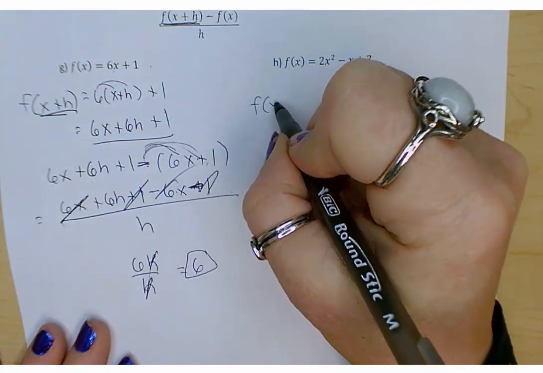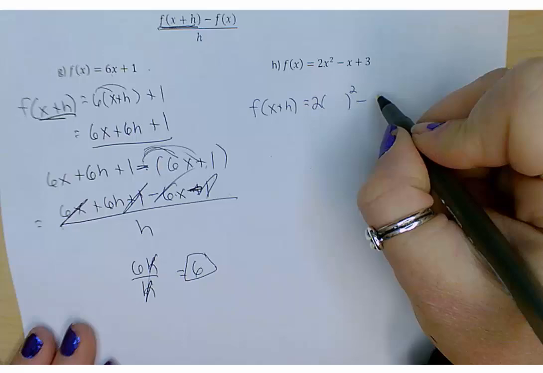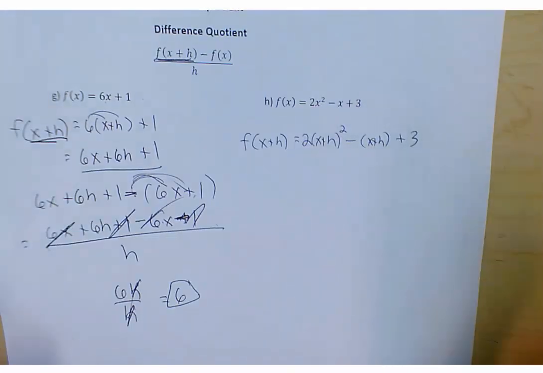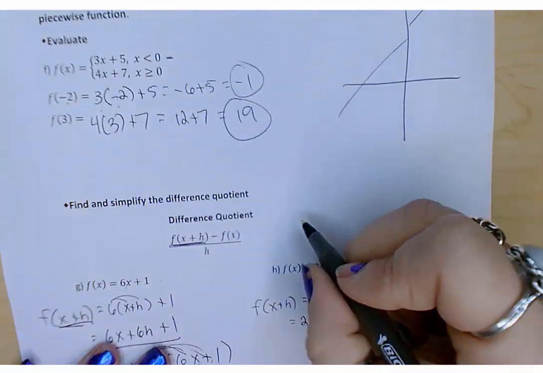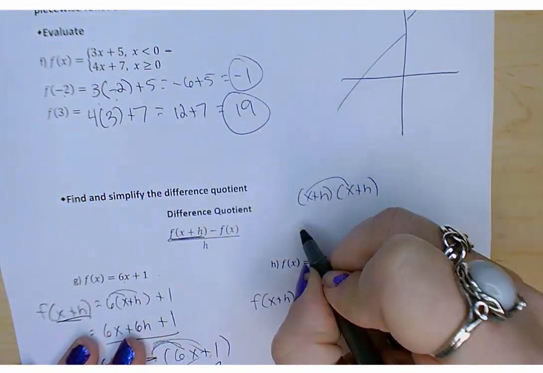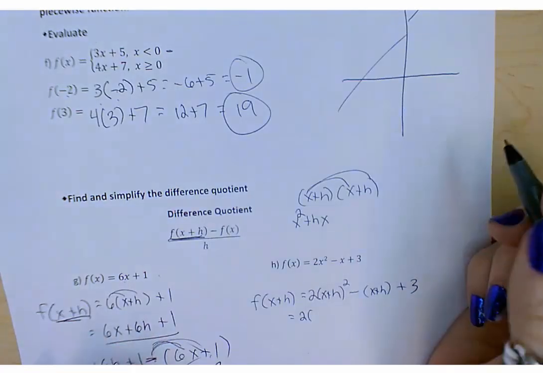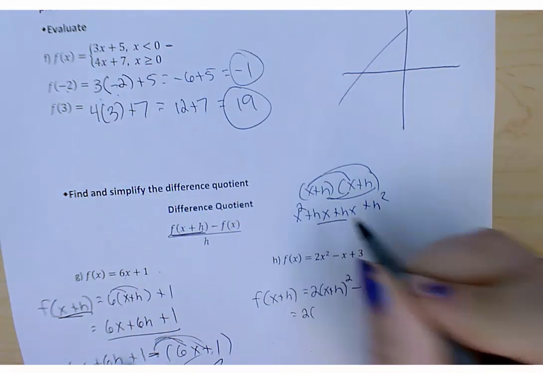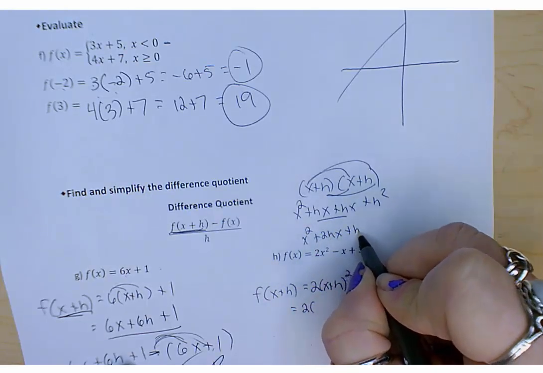I'm going to start it off the same way by finding f of x plus h. So let's see. 2x squared minus x plus 3, where x is x plus h. Let's simplify this. First thing we need to do is square this binomial here. So we can do x plus h times x plus h. Let's distribute that. X times x is x squared. X times h is hx. Put that in ABC order. Distribute the h to get another hx, and then h times h is h squared. Combine your two middle terms, and we get x squared plus 2hx plus h squared.